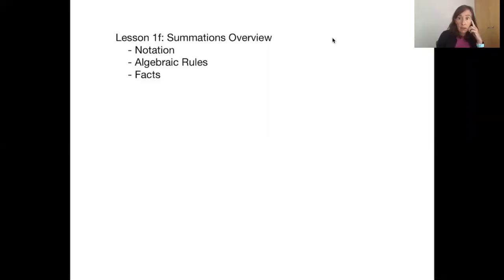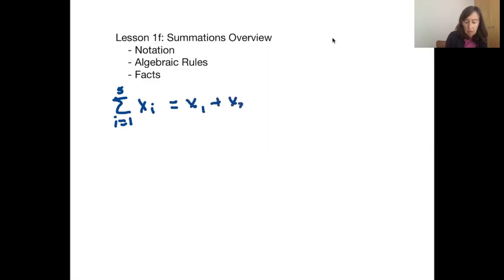Okay, so I want to say a few things about summation notation, things that we encounter that look like this. The sum as i goes from 1 to 5 of x sub i. That's how I would read that. What is that equal to? It is equal to x1 plus x2 plus x3 plus x4.